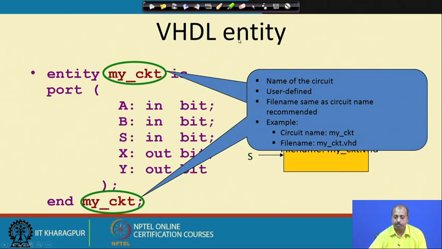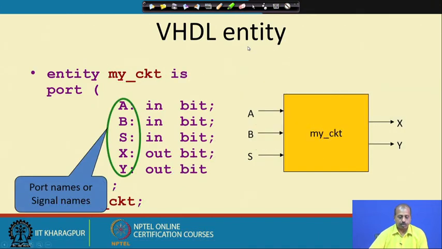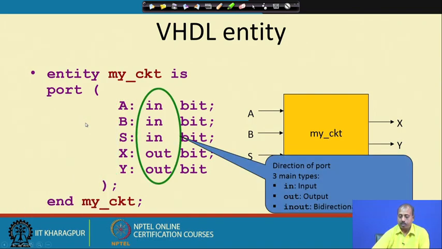Now, next are the port names A, B, S, X, Y. They are port names or signal names, the interfacing signals that you have. Again, the names here can be arbitrary. They can be chosen by the user, but the same name cannot repeat. That restriction will be there.